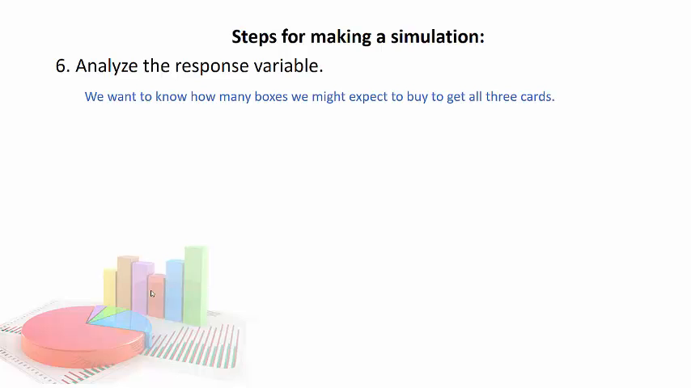Okay, the 6th step is to analyze the response variable. So we want to know how many boxes we might expect to buy to get all 3 cards. Honestly, we've only run 5 trials, so we don't really know at this point. And then you want to state your conclusion. So you could say, we predict that on average you'll need to buy 6 boxes.